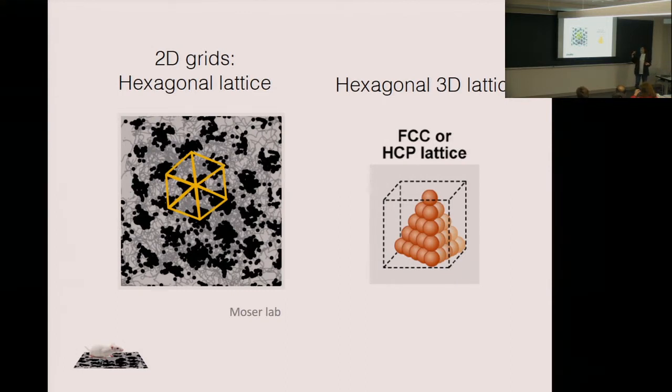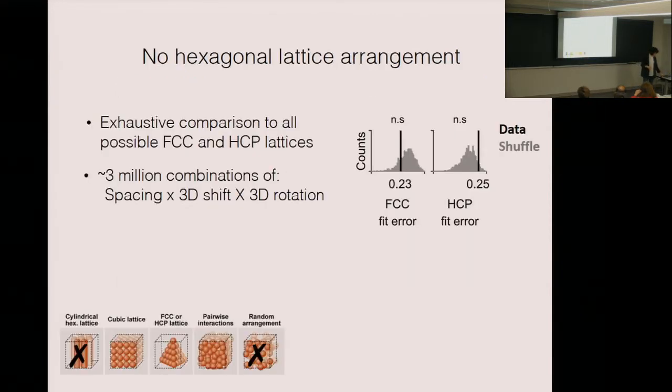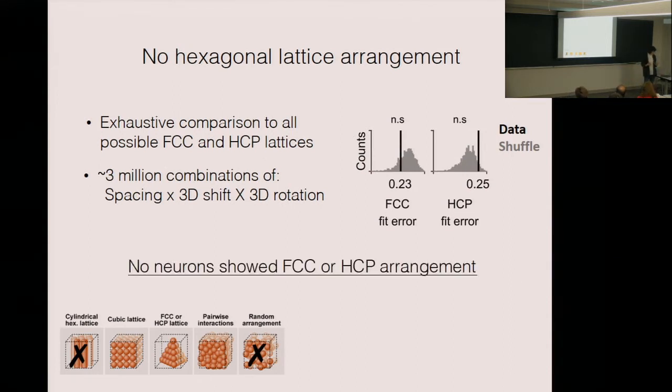And several theoretical papers suggested that 3D grid cells would look like either FCC or HCP. So I won't go into details now, but we did exhaustive comparisons to all possible FCC and HCP lattices. We simulated around 3 million combinations of all spacings, 3D shifts, and 3D rotations. And we found that none of our neurons showed an FCC or an HCP arrangement. And we can now cross out this option of the fields being arranged in a hexagonal lattice.